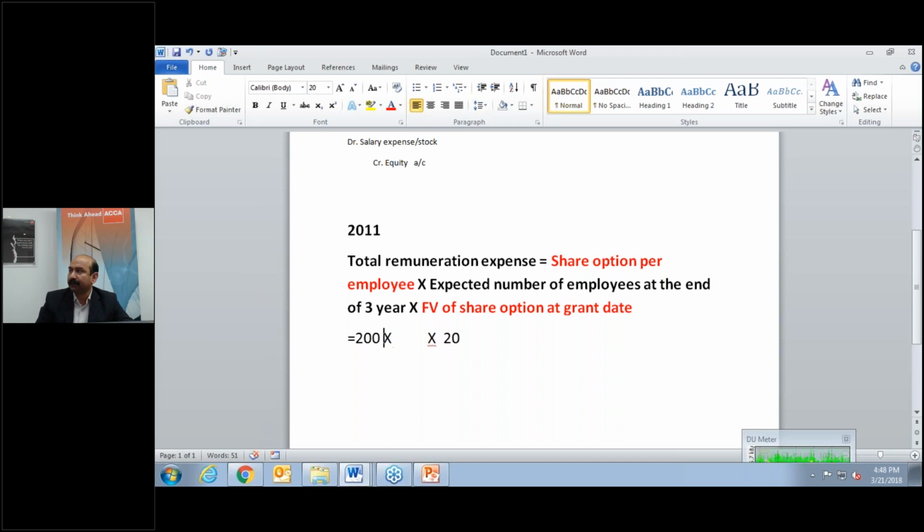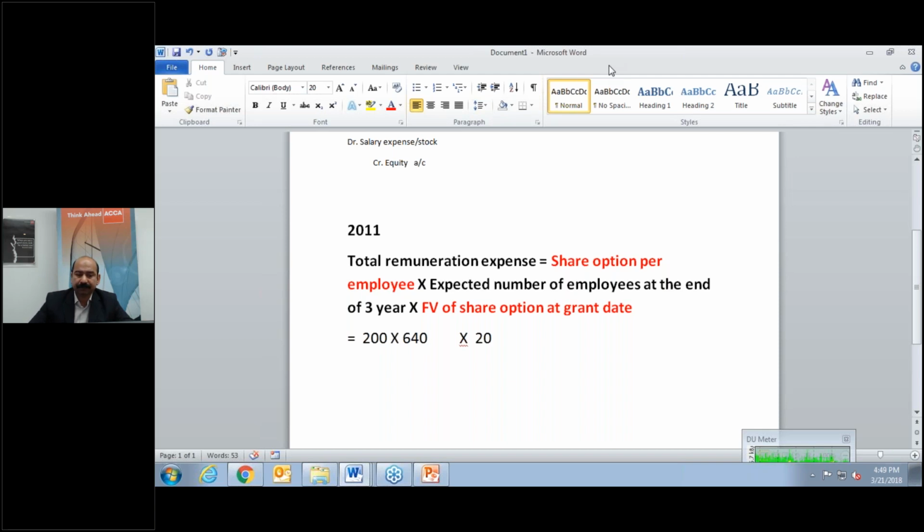So these two figures are from the contract. Very clear. Now, at the end of 2011, we will look at the information about the estimation. The information says 20% of employees will leave by the end of the 3rd year. So this means out of 800 employees, we shall have only 640 employees who will be entitled to receive these share options.